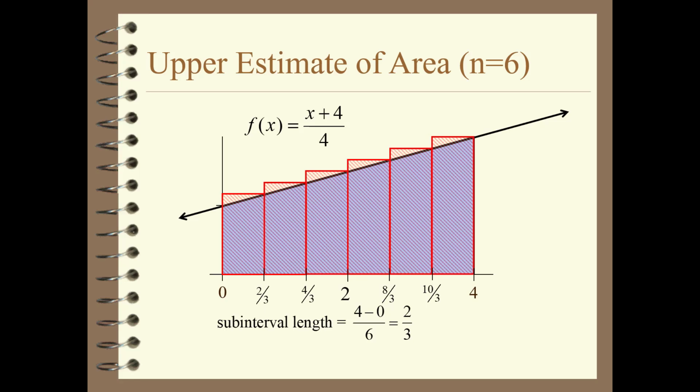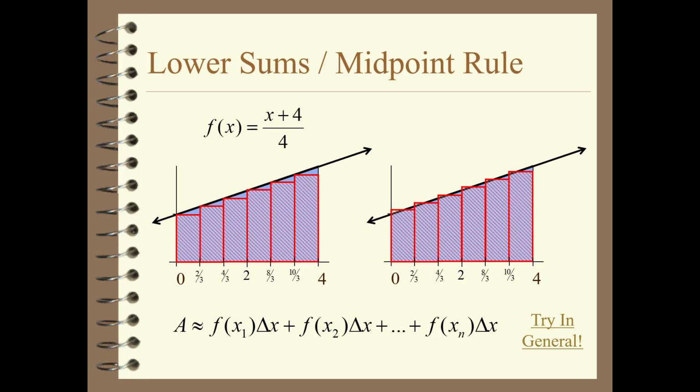If I do so, the area is about the sum of 6 such areas of rectangles, and that would be the function evaluated at 2/3 times the width 2/3. It'd be the function evaluated at 4/3 times 2/3. Plus, you do it 6 times, the very last one would be the function evaluated at 4 times 2/3. If you add that up, it's about 6.3 repeated. Then that area, 6.3 repeated, is more than the area that we're actually supposed to compute. It's an overestimate.